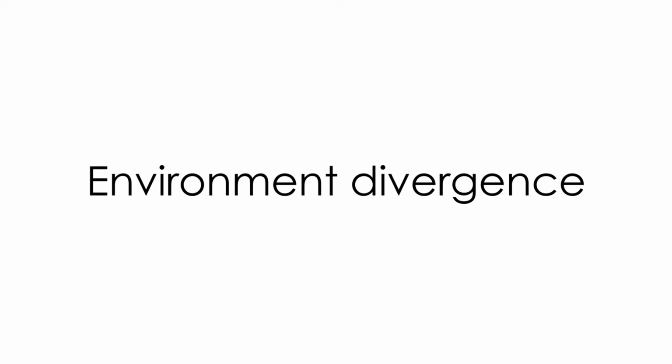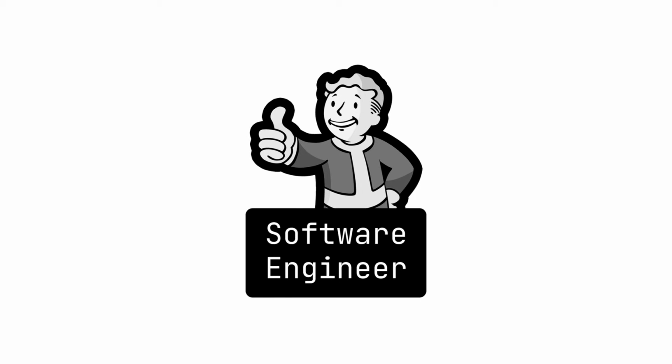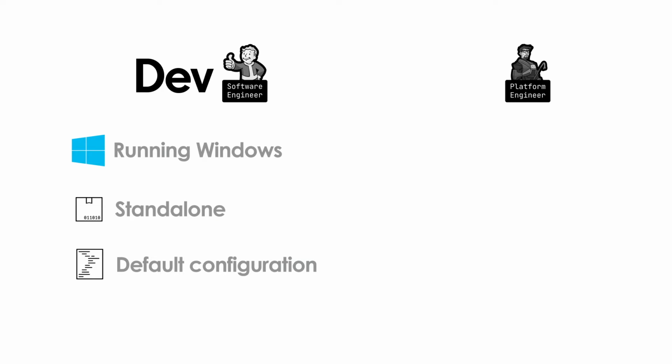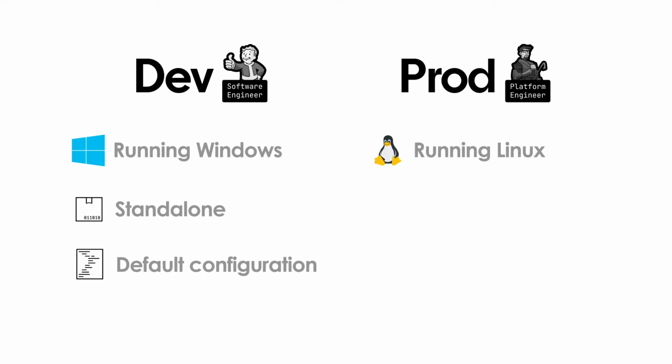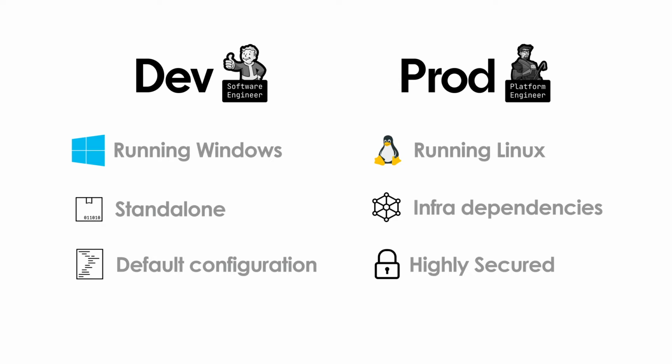There are two teams responsible for a single application. Software engineers are packaging it, and platform engineers are deploying and operating it. Software engineers are building the product on their laptop, running Windows with little to no dependencies, and often running the default configuration for simplicity. Platform engineers are configuring the production environment, running on Linux, having a complete infrastructure to support the applications. Applications are configured with high security in mind to meet our certifications.